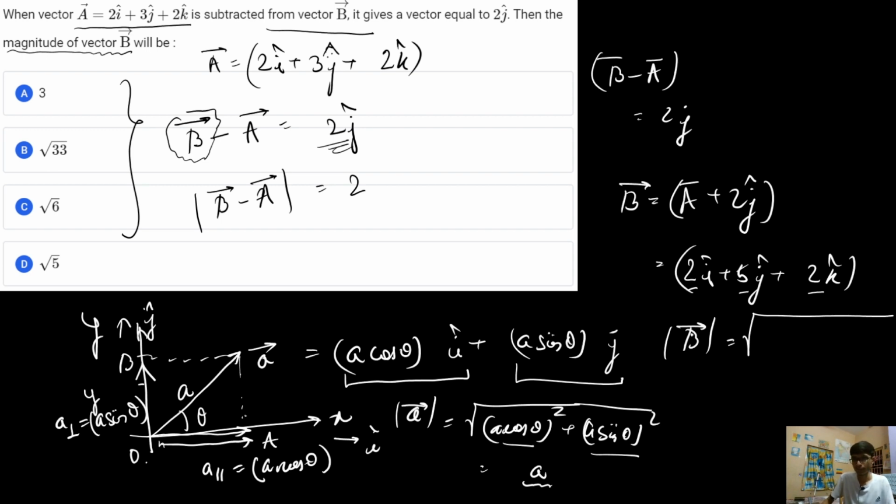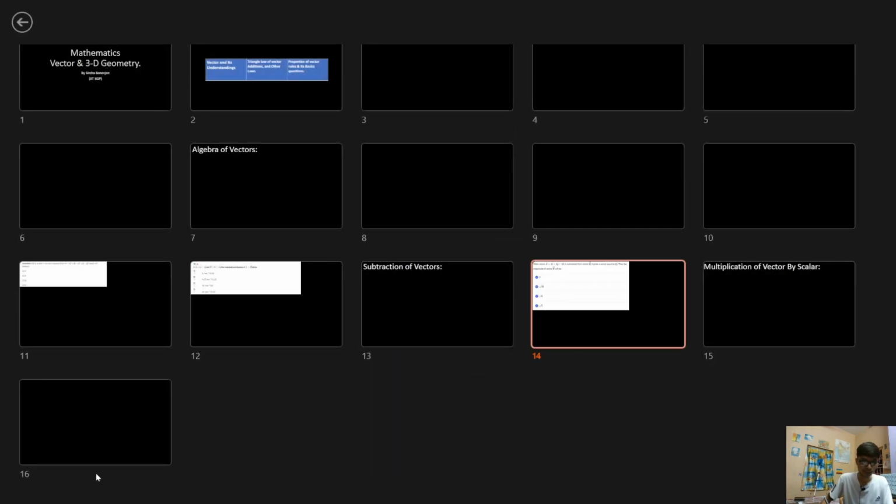Okay, so with this, if I compute the magnitude of B, I get the square root of 4 plus 25 plus 4. So from here I get the result 25 plus 8, that is root under 33. So from this I see the answer to the question.